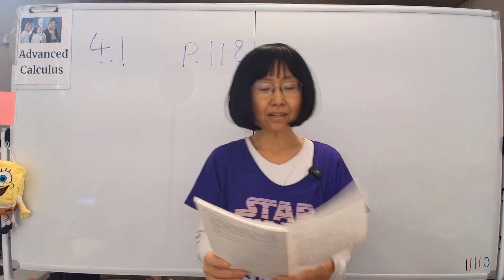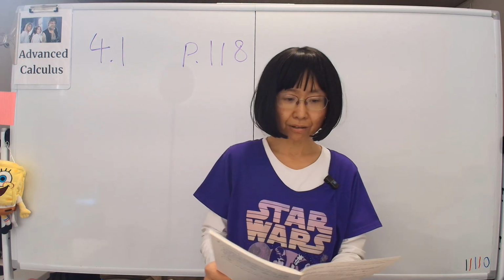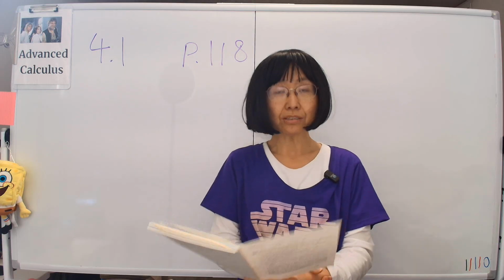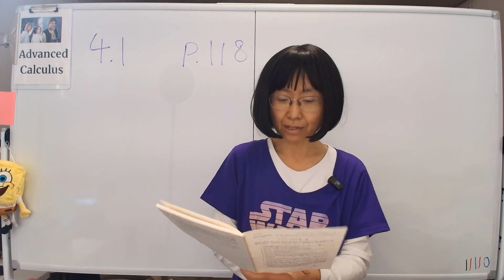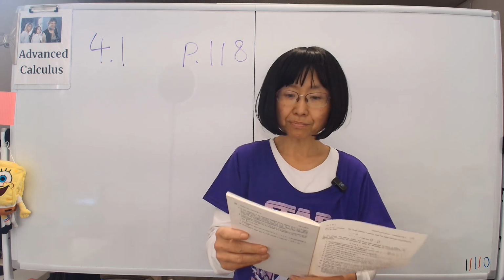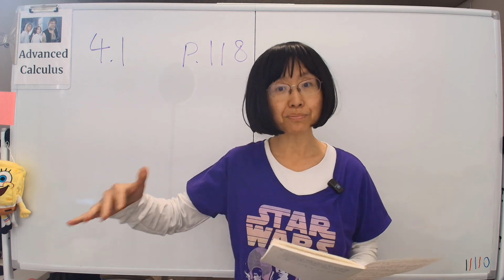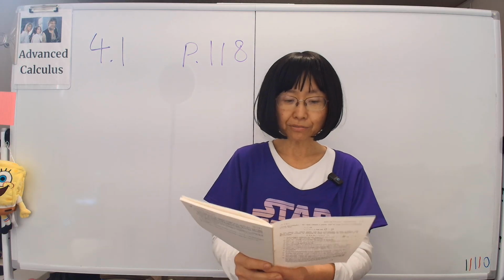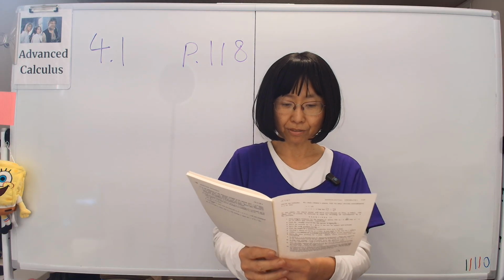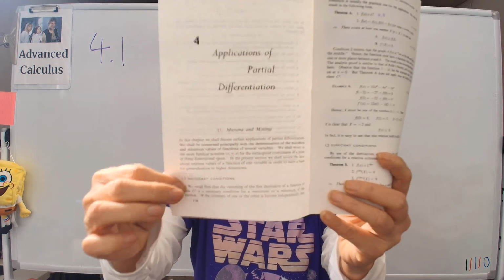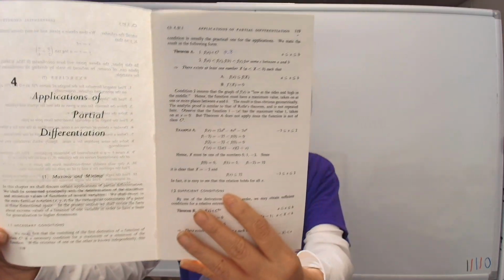Okay, so let's start section 4.1 on page 118. Now, please read. We're going to do the maxima and minima, which are rather similar to what we did in Calculus 1. There are a couple points that we will push beyond what we learned in Calculus 1. So please read the introductory part yourself, the rest of these couple of paragraphs. Then we'll move directly to Theorem A on this page.